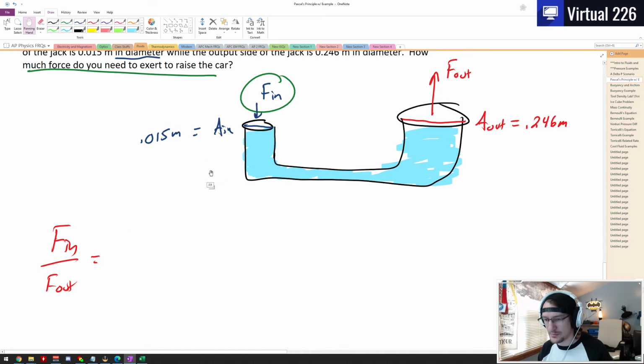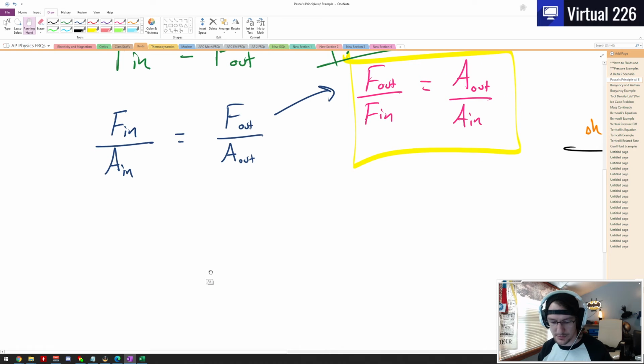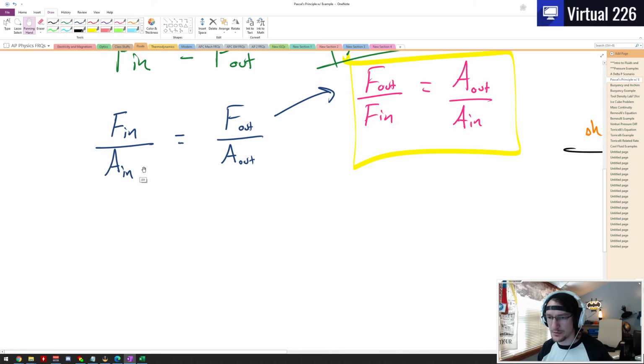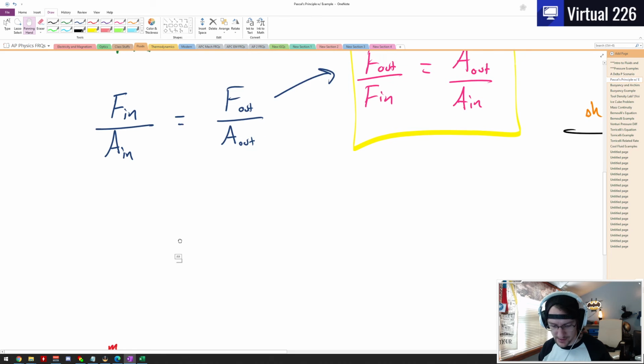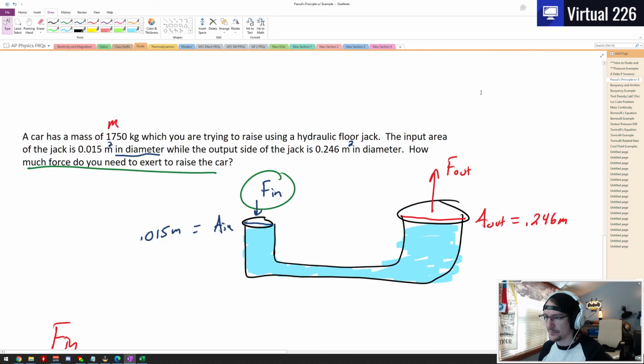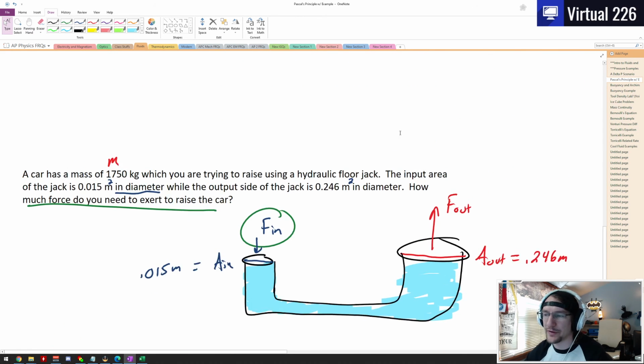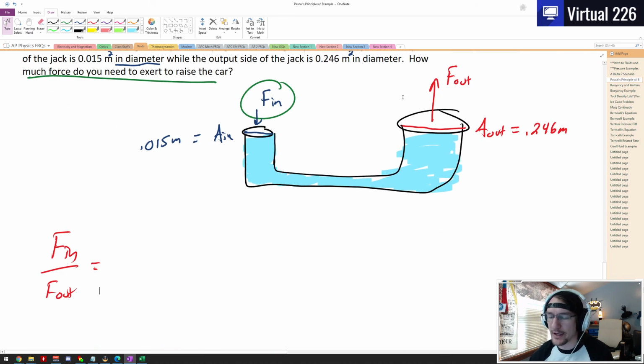what would that be? Did I mess that up already? F in over F out equals A in over A out. Yeah, that was weird. So we just took the reciprocals there. So this is A in over A out. And then if we just multiply the F out over, nothing too crazy going on there.